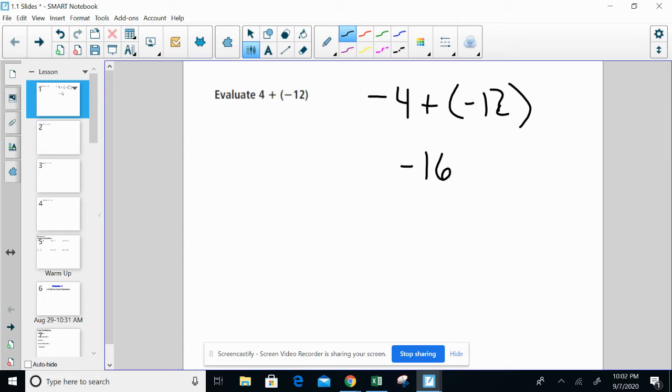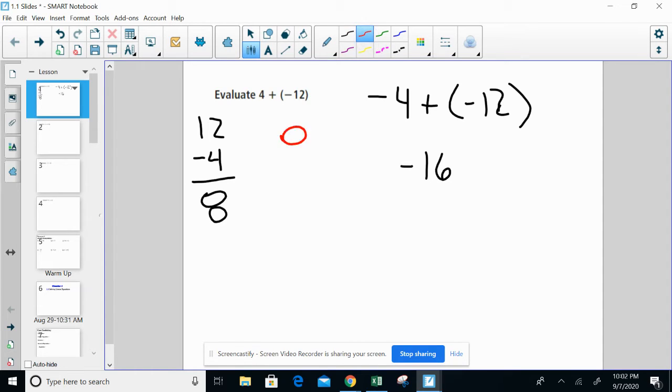Now, if they're different, like in the example, 4 plus negative 12, also, I don't want you to use a calculator for your examples. Try and do the problems without using a calculator. All right, 4 plus negative 12. In this case, you want to subtract the numbers. 12 minus 4 would be 8. All right, so 8 is part of our answer.